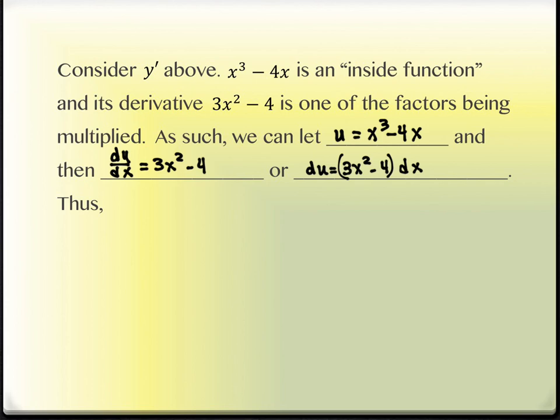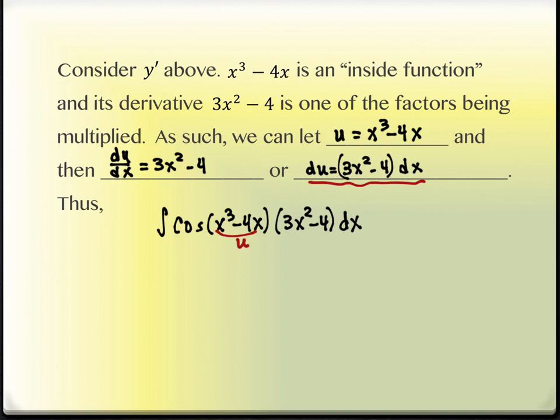And when we write this, generally, I just start right here. I might start one step earlier just for one example to remind you. And so it ends up looking like this. The integral of the cosine of x cubed minus 4x times 3x squared minus 4 dx has this piece identified as u. Okay, so u is x cubed minus 4x. du, from what we wrote above, is the 3x squared minus 4 dx. So this piece right here gets identified as du.